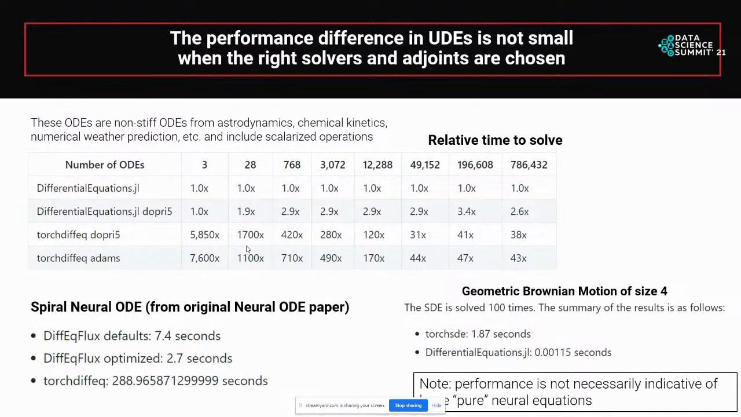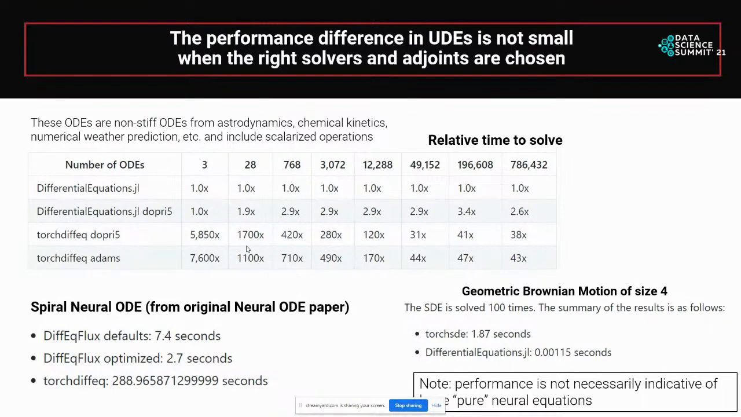And you see this then when we look at a bunch of these examples. So I took a bunch of equations from astrodynamics, chemical kinetics, numerical weather prediction, and I ran a bunch of timings against something like torchdiffeq, right? Because torchdiffeq is a library that does neural ODEs. Is it good enough to be able to handle these types of scientific models? So we stuck some scientific models in there, and we showed that DifferentialEquations.jl is about 30 times to 7,600 times faster than this other library for handling these types of scientific problems.